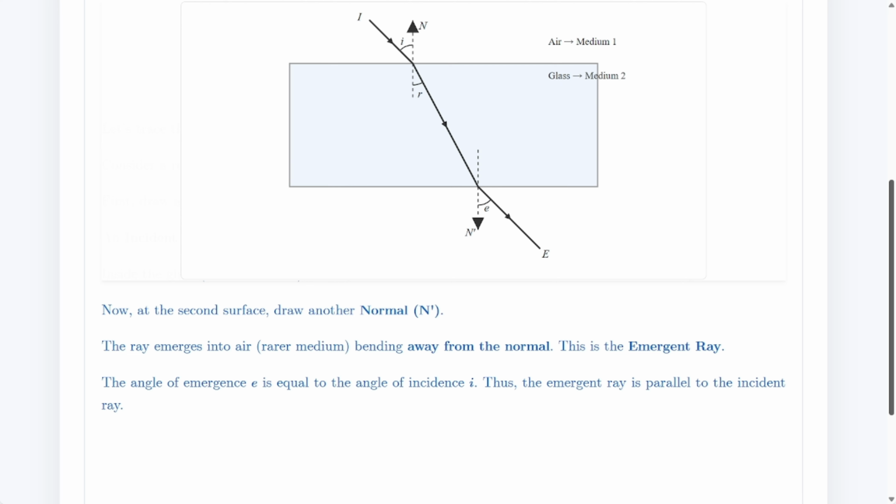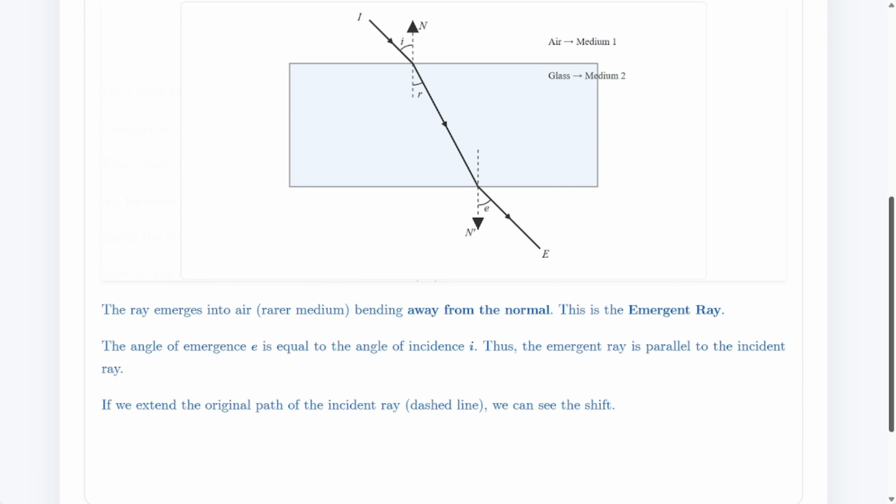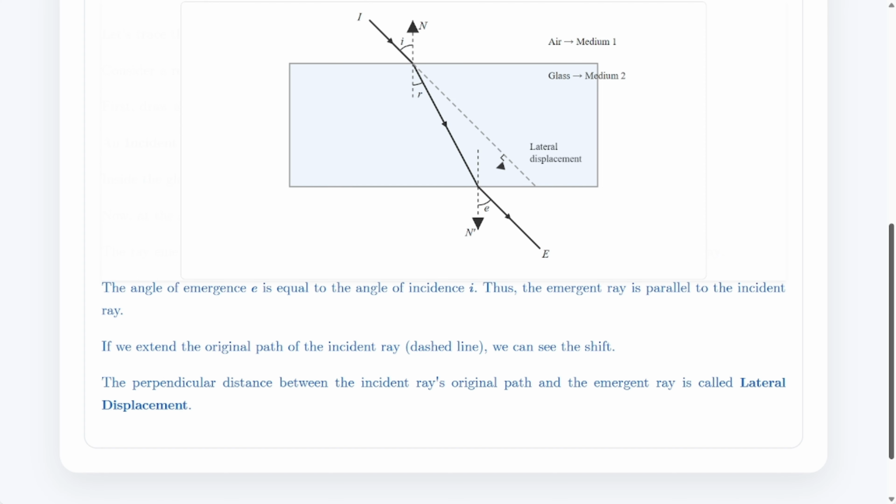Note that the angle of emergence, E, is equal to the angle of incidence, I. This means the emergent ray is parallel to the incident ray. If we extend the original path of the incident ray forward using a dashed line, we can see the shift. The perpendicular distance between the incident ray's original path and the emergent ray is called lateral displacement.